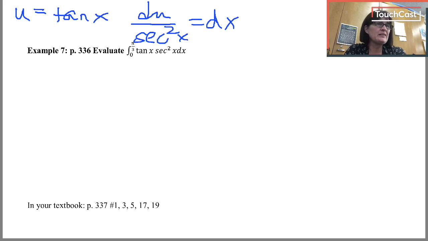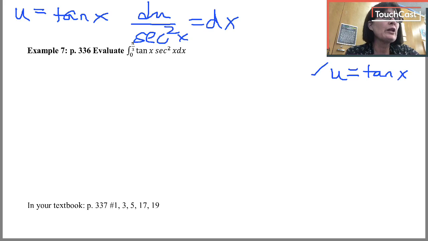I'm going to do one extra piece of work up front. It's going to make my problem finish faster at the end. Instead of leaving my limits off, finishing the whole problem, getting back to x's, and then putting back my limits, I'm going to update my limits so that they become u limits. So look at this. I wrote u equals tangent of x. Remember that these limits on my integral are x values. So I can find the corresponding u values by running them through this little function that I wrote.